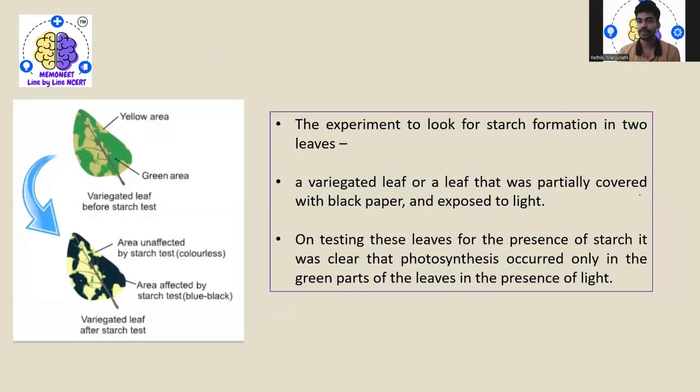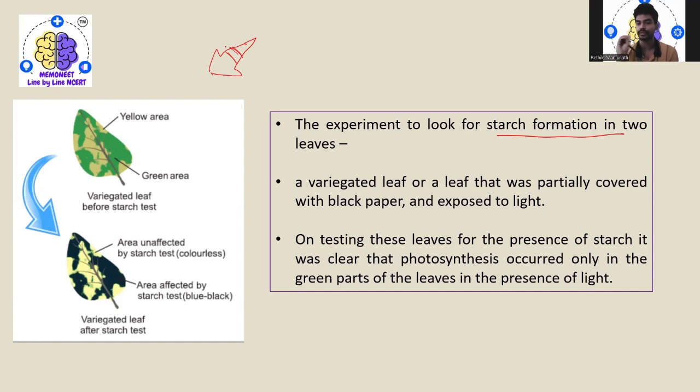So there have been several experiments conducted to study the occurrence of photosynthesis. One experiment is to look for starch formation in two different leaves. One is a variegated leaf, or a leaf that was partially covered with black paper and exposed to light. That means they had a green leaf, and some regions were covered by black paper, and they were exposed to sunlight.